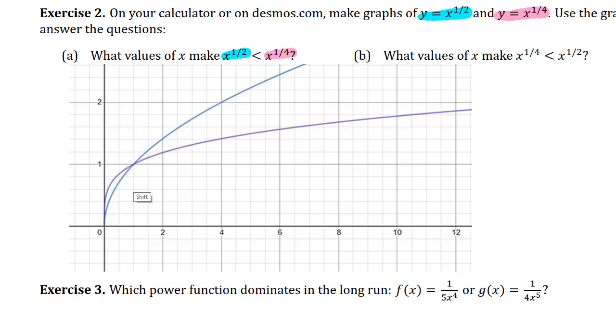Like at these values of x. That's at x equals 1 where they intersect. So if x is between 0 and 1, you can see the blue one has smaller y coordinates. So the answer to this question, what values of x are those, is x between 0 and 1.